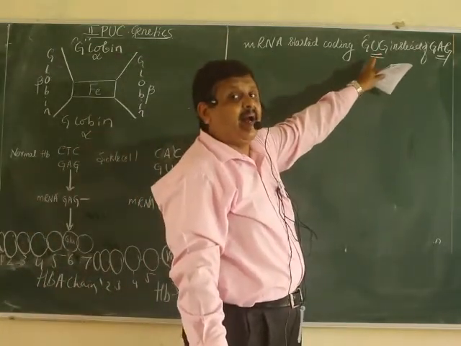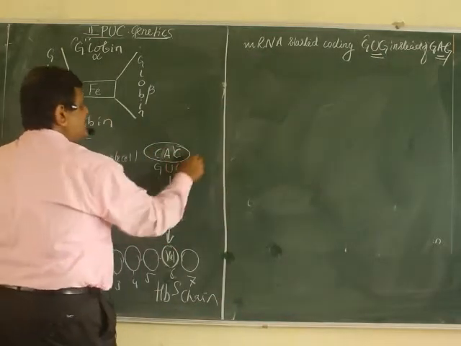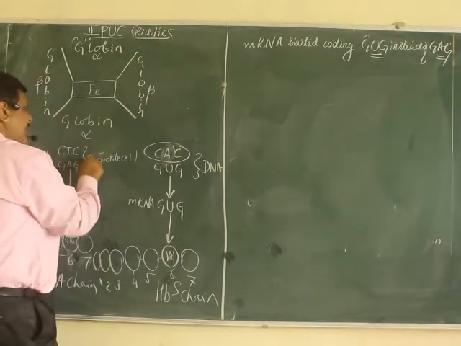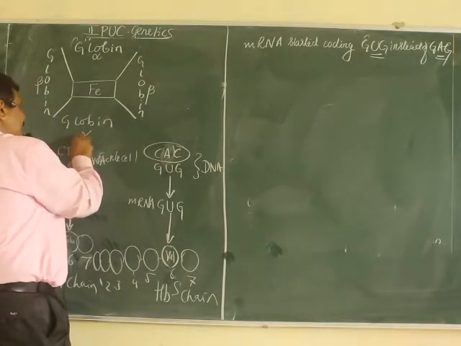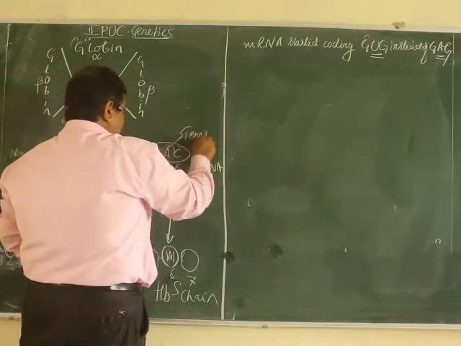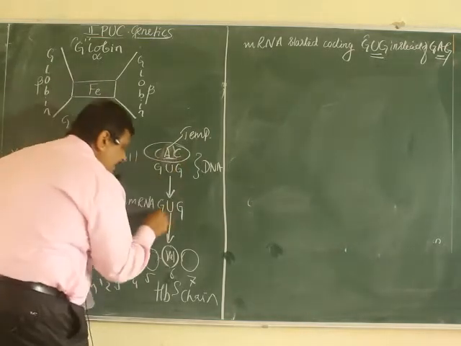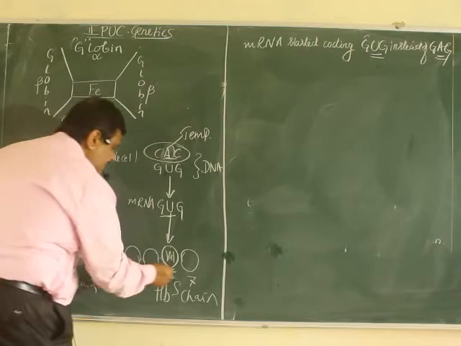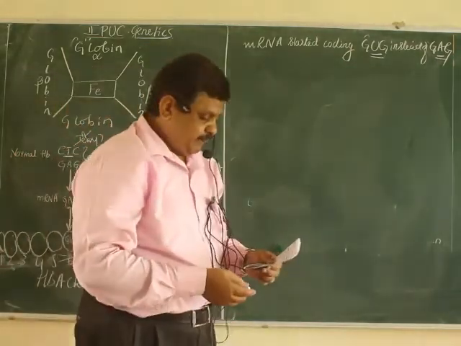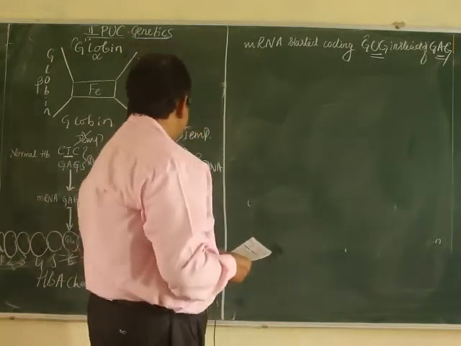The mutation did not occur in the mRNA. The mutation occurred in the template strand. This is DNA, and this is also DNA. So this is the template and this is the template. The mutation occurred here, which resulted in the mRNA and that resulted in the protein. So this is with regard to sickle cell anemia.